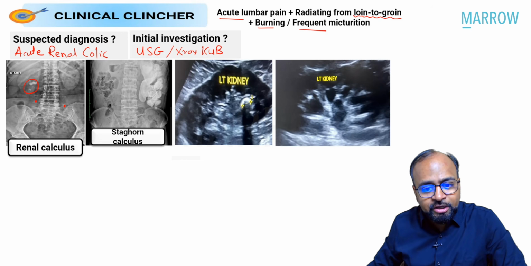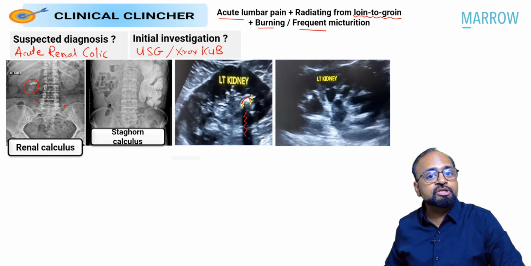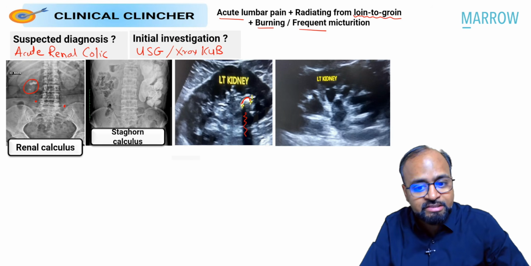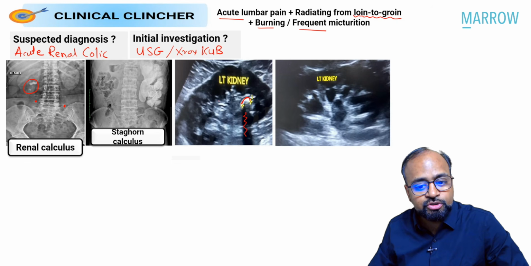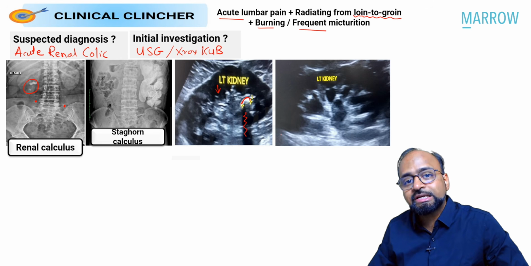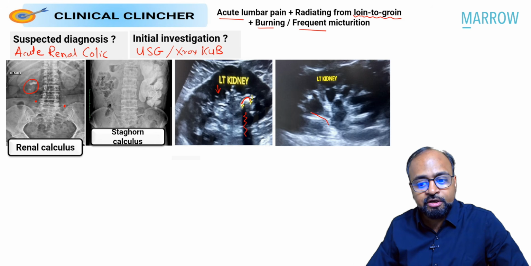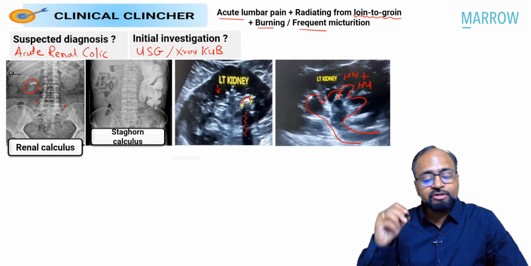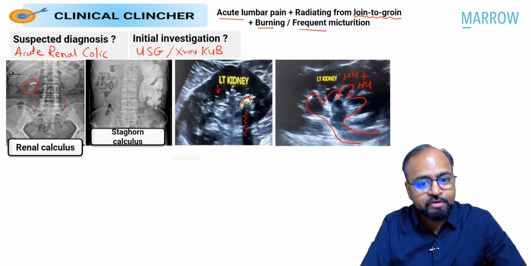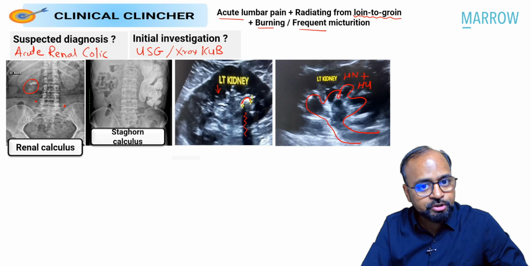Now, if you do a USG, typically a calculus is seen as a hyperechoic focus with a dense posterior shadow. Maybe in the upcoming exam they give you an image like this, but this is a non-obstructive renal calculus because there is no hydronephrosis in this kidney, as you see here. If this calculus is dislodged, goes and gets impacted in the ureter somewhere, there will be an obstruction to the pelvic system and ureter. So you see the dilated pelvic system as well as the dilated ureter. So this patient has a hydronephrosis along with a hydroureter, right? This is the spectrum of findings that you expect to see when you do a USG or an X-ray KUB in acute renal colic.